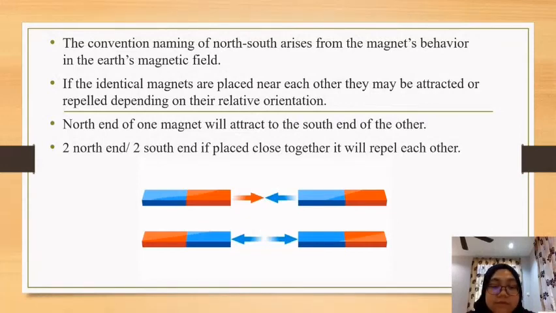The convention of naming these two ends, north and south, arises from the magnet's behavior in the Earth's magnetic field. We know that the Earth's crust has some permanent magnetization, and the Earth's core generates its own magnetic field. If identical magnets are placed near each other, they may be attracted or repelled depending on their relative orientation. The north end of one magnet will attract the south end of the other, but two north ends or two south ends placed together will repel each other. A magnet will not attract the same end.